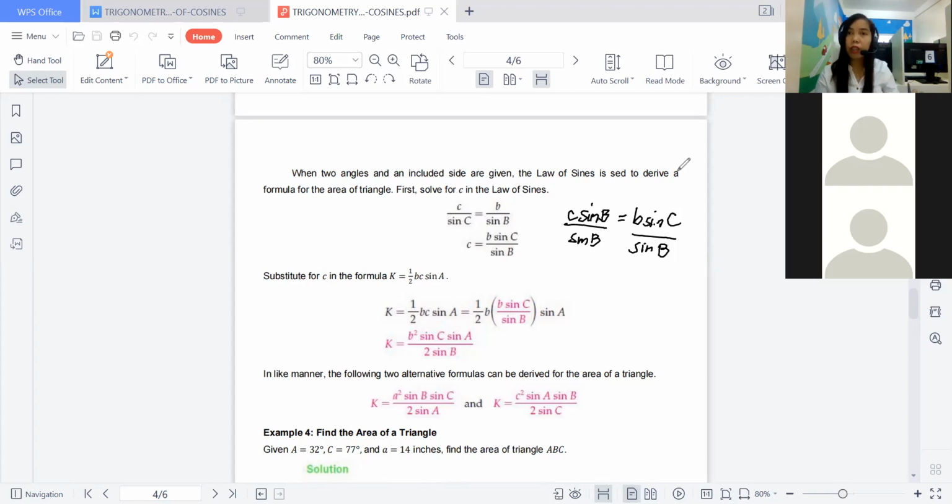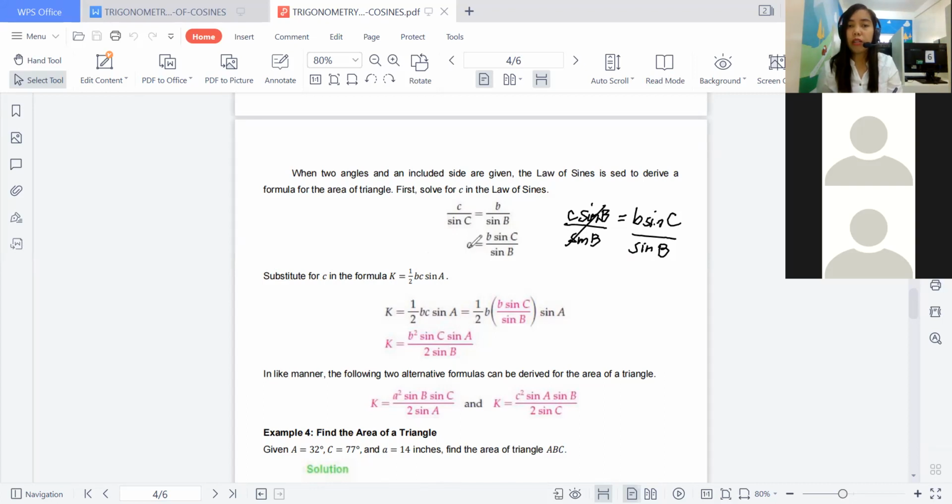Okay, just manipulate the formula para kung ano man yung hinahanap, pakuha natin. So therefore, C is equal to B sine C over sine B. Okay, and using kanina, substitute for C in the formula, which is in the formula K equals 1/2 BC sine A. One of the formulas kanina sa area to find the area of a triangle.